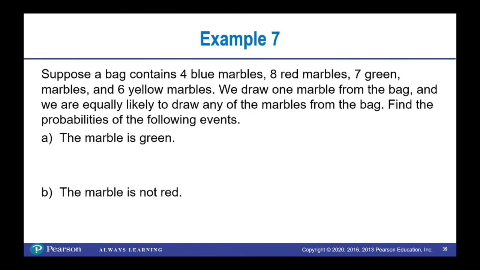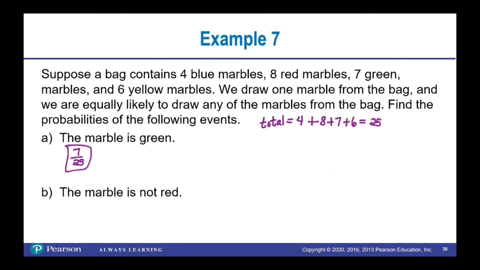Look at example 7. This bag contains marbles, and we draw a marble from the bag, and we're going to suppose we had the same chance of drawing any marble from the bag. I want to find first the probability that a marble is green. Figure out how many total marbles you have. We have a total of 25 marbles. There are 7 green marbles out of 25 total marbles. Gives us a probability of 7 out of 25.